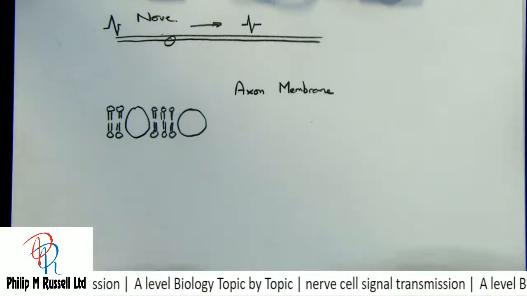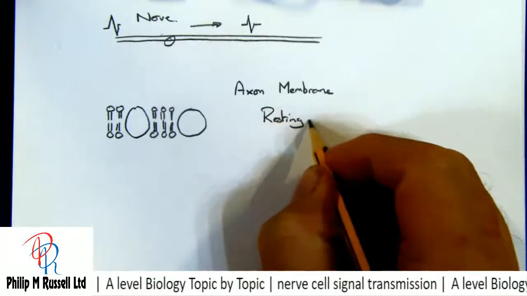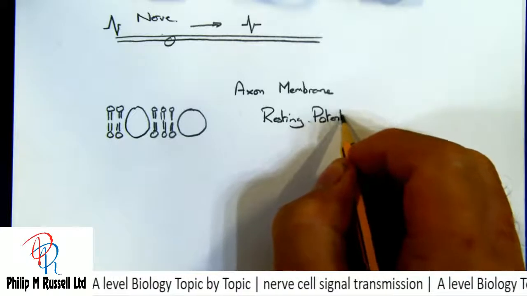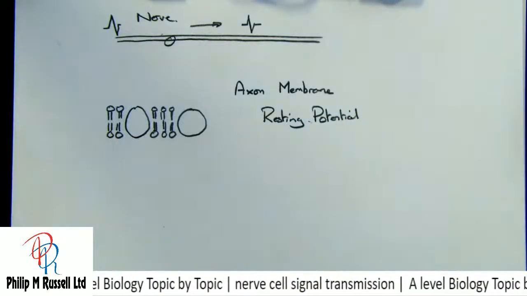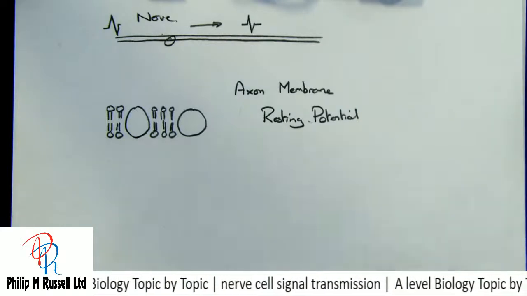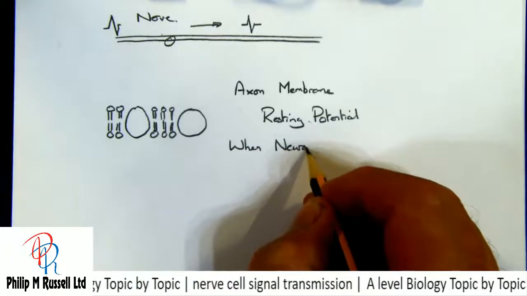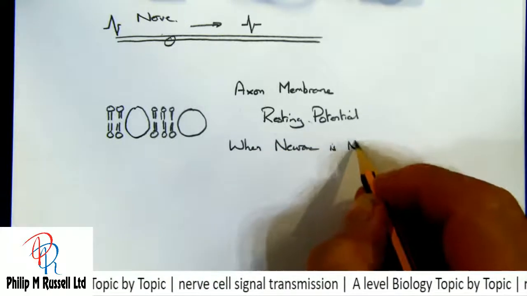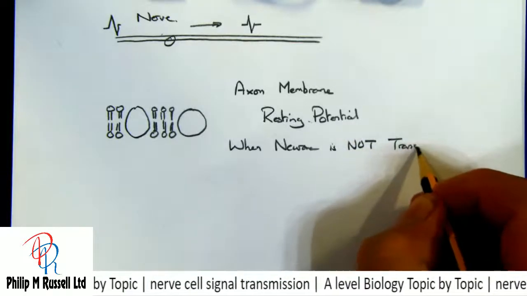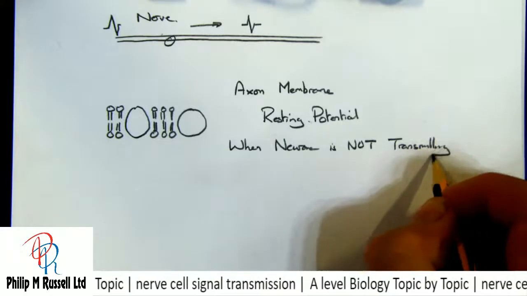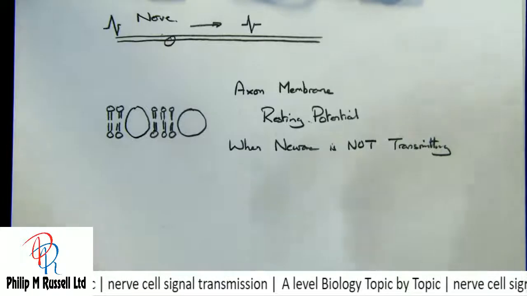So we've got this thing called a resting potential. What is a resting potential? Well, this is basically when a neuron is not transmitting. So this is our state of play when everything is okay.